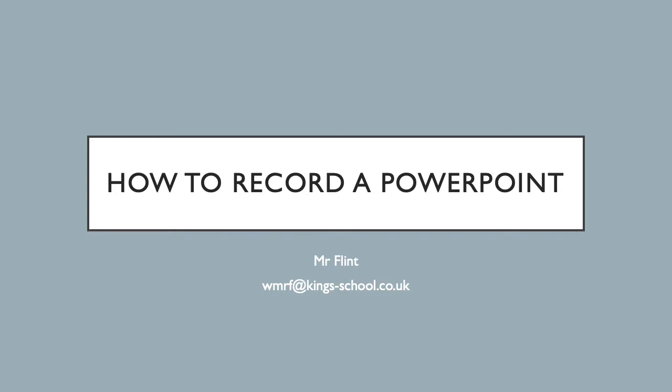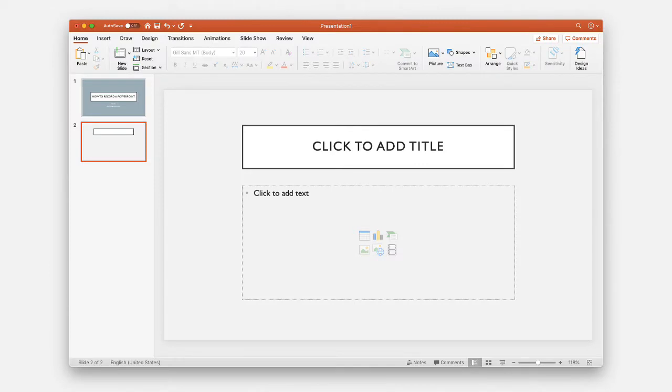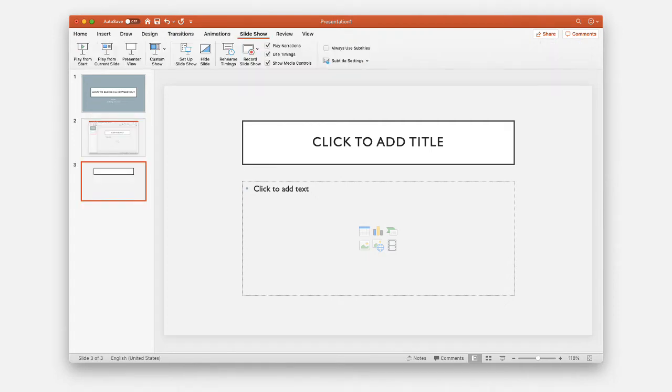All you need is a PowerPoint and a microphone. Most laptops come with a microphone now anyway, so all you need therefore is a laptop with a microphone and your PowerPoint. When you've got your PowerPoint open, it will look something like this, although hopefully with a little bit more stuff in it. What you need to do in order to record is click on Slideshow up here in the top, and that will give you a bar that looks a bit like this.